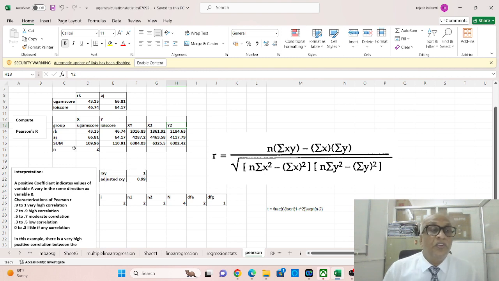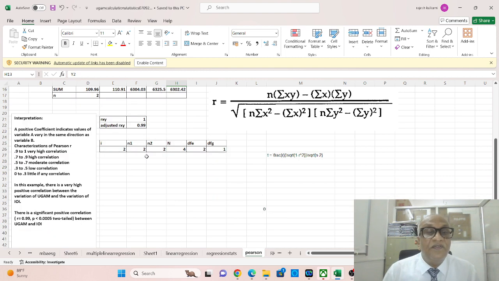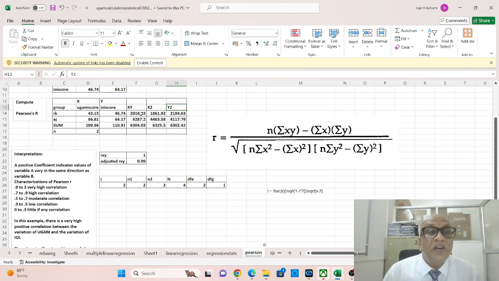So once I did that, I can take the summation of xy, and it will give this value. I can take the summation of x, and it will take care of this value. I can take the summation of y, and this will take care of this value. I can take the summation of x square and the summation of y square, and it will take care of this value. Okay. So this is how you will be doing the calculations.